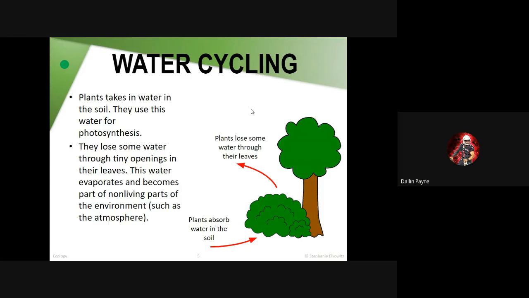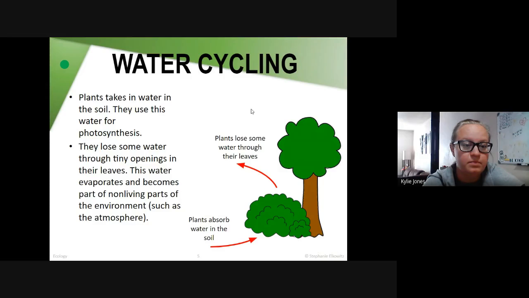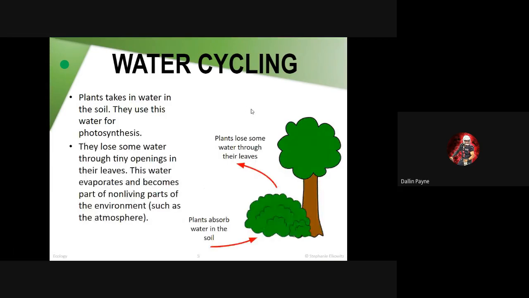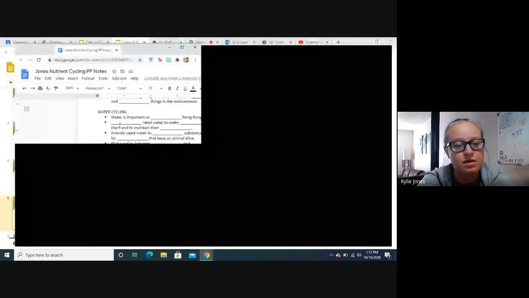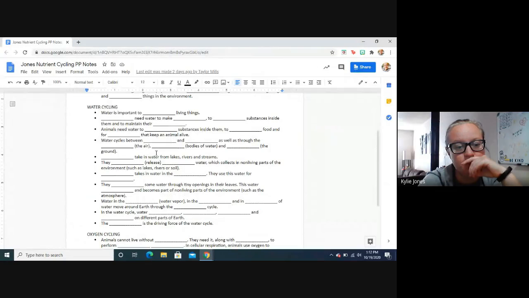Can you go to the part where the plants take in water? Because I can't find a spot for that. Can you show me where it is? I think it's right here. Plants take in water. They use the water for photosynthesis. Does that help? Yeah.